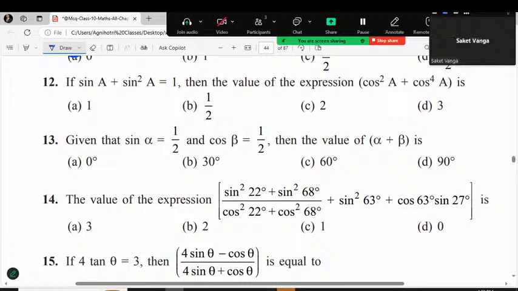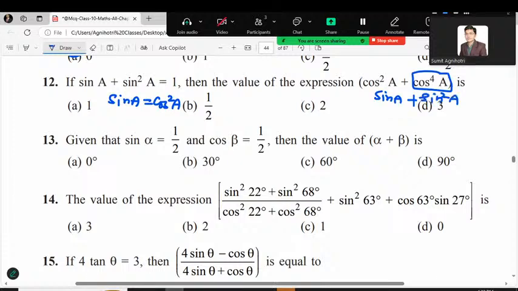We have already solved this question earlier. Here sin A becomes 1 minus sin square A, that is cos square A. That means in the place of cos square A you can put sin A, and in the place of cos to the power 4 you can put sine square A, and sine A plus sine square A becomes 1. That means cos square A plus cos to the power 4 is 1 only. Sine alpha 1 by 2 means alpha is 30 degrees, and cos beta 1 by 2 means beta is 60 degrees, and that's why alpha plus beta is 90 degrees.